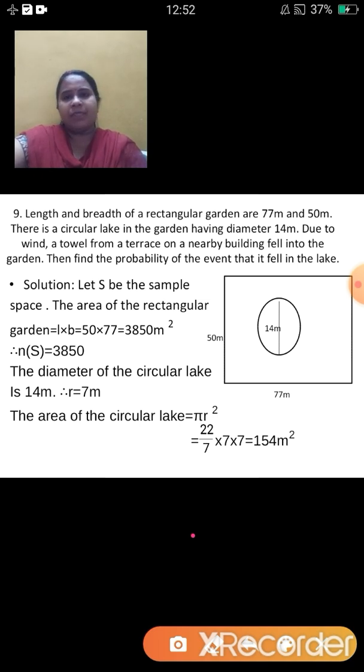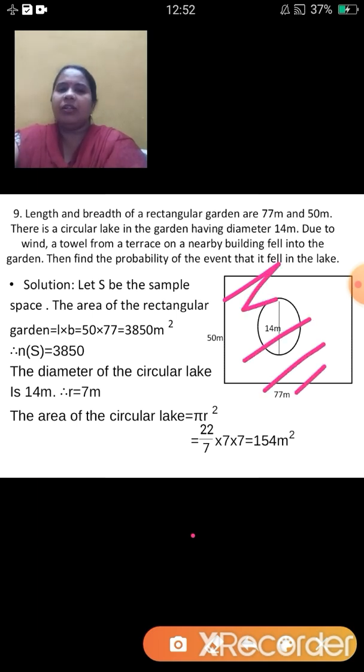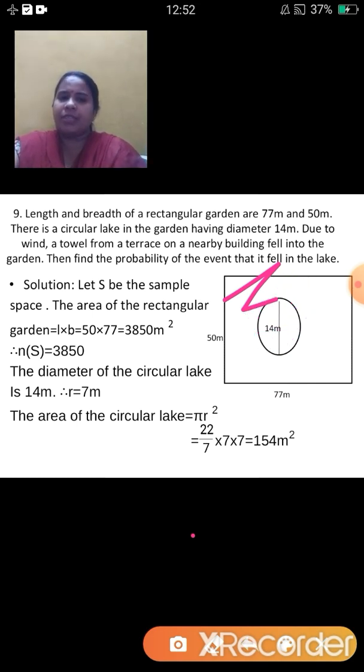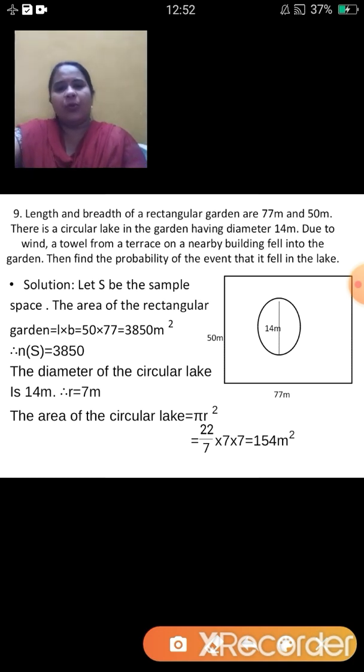So my sample space in this will be, of course, the area of this rectangular garden. Area, it will cover all this portion, and this is nothing but area, correct? So our first step is, let S be the sample space, the area of the rectangular garden. I hope you know this formula. It is length into breadth.